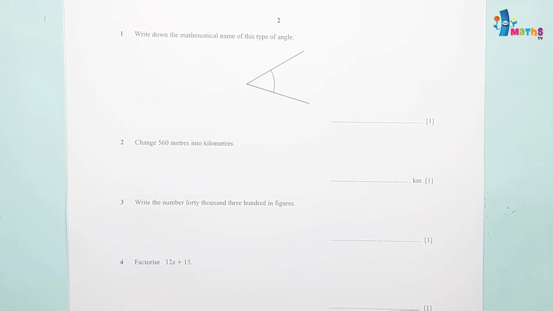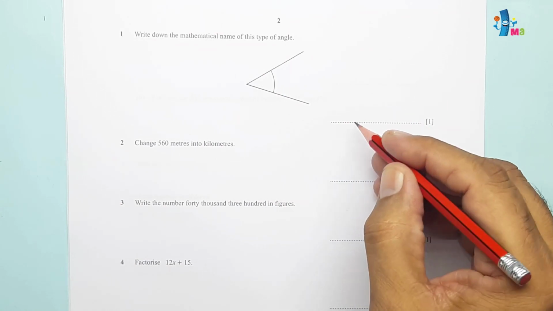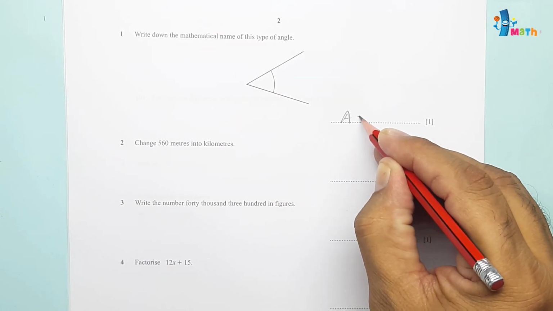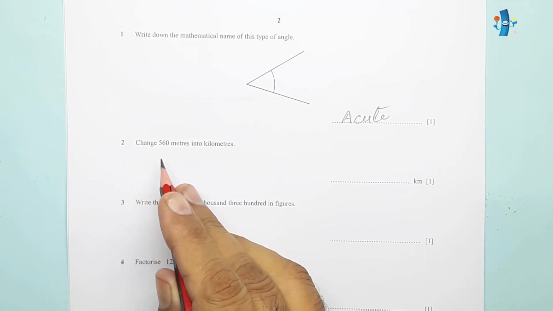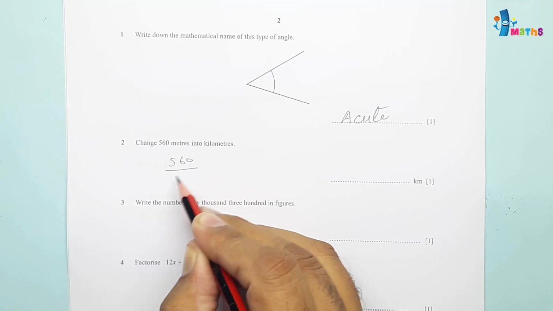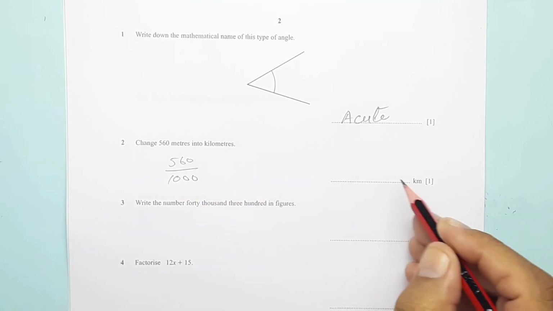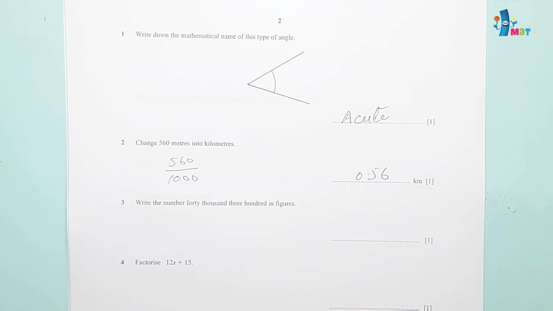Question number 1. Write down the mathematical name of this type of angle. This is an acute angle, which is less than 90. So acute. Then change 560 meters into kilometers. So 560 divided by 1000. This will be 0.56.